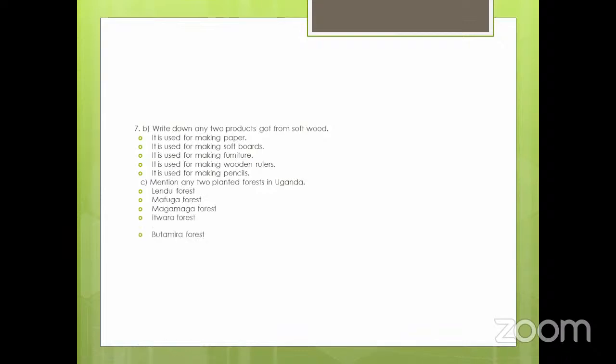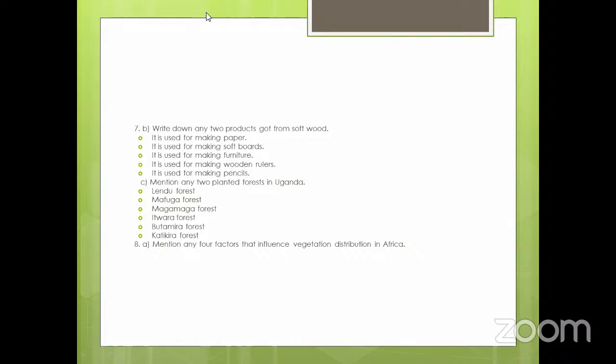They are there. I hope you're seeing them. The first one is Lendu Forest. We have Magamaga Forest. We have Itwara, Butabira. Then we have Katikira. Now, the other question they can ask you is, name the largest planted forest.